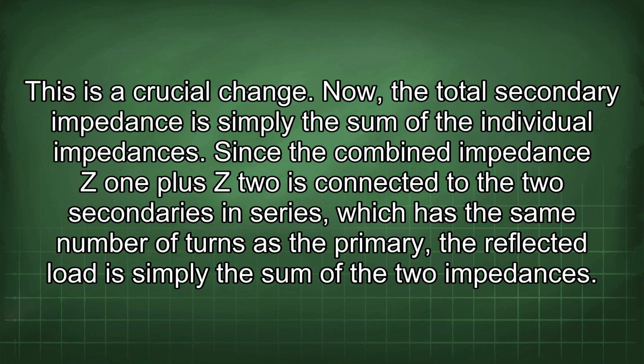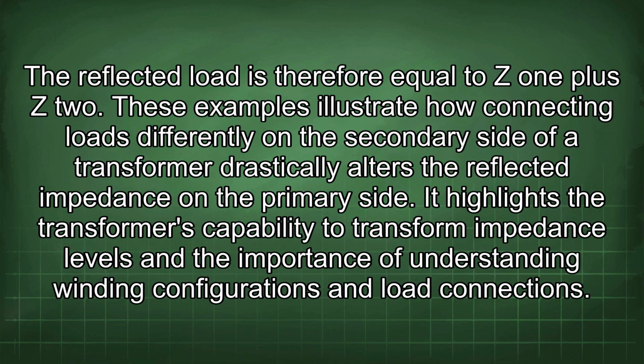Now, the total secondary impedance is simply the sum of the individual impedances. Since the combined impedance Z1 plus Z2 is connected to the two secondaries in series, which has the same number of turns as the primary, the reflected load is simply the sum of the two impedances. The reflected load is therefore equal to Z1 plus Z2.